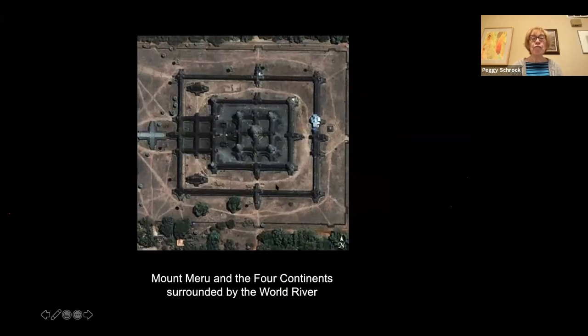Here's a satellite view looking down at the complex. You can see how the building structures are concentrically constructed. There's a symbol at work here that identifies this as the center of the cosmos. This is identified as Mount Meru and the 4 continents surrounded by the world river. Now, Mount Meru, the reference to that is ancient. You find it in India. You find it in, I'm not sure about China, but definitely in India.